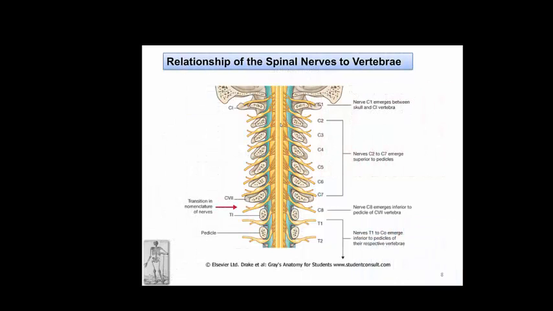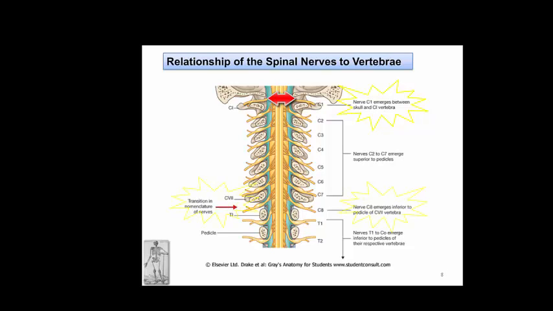Next, there's an important thing to know about the relationship of the spinal nerves to the vertebrae. If we start off right here, here's our skull, here's the C1 vertebra, and the name of the C1 vertebra is Atlas, who in Greek mythology was the person who was holding the whole world, so must have been a pretty strong man. The C1 nerve will emerge between the skull and Atlas.